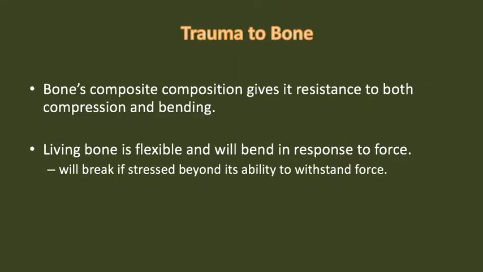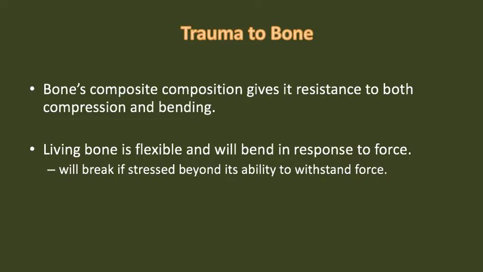Okay, so we talked earlier in the semester about bone having a composite composition. The composite composition basically means that we have an organic and an inorganic component to bone. The inorganic component is primarily calcium salts, and the organic component is primarily collagen fibers. So the combination of substances there gives bone resistance to compression and bending. So it's a pretty strong and durable substance. It's flexible and it bends in response to force.